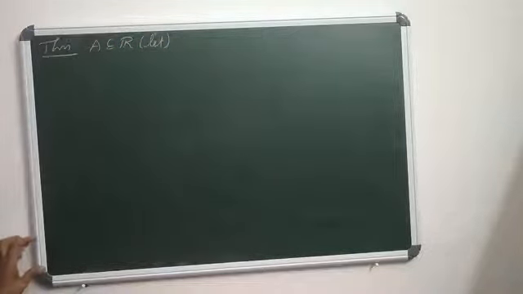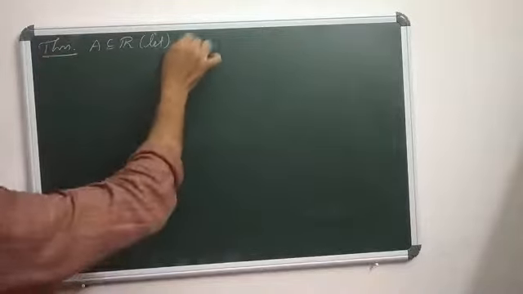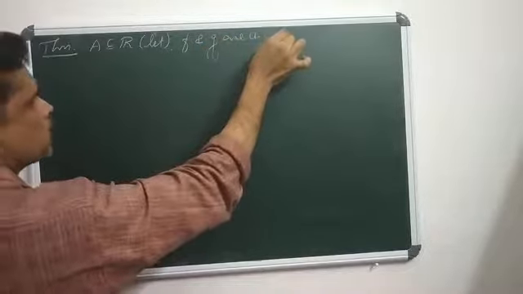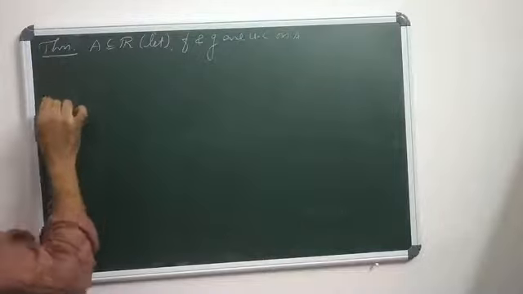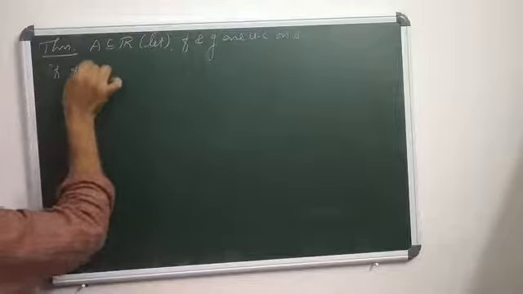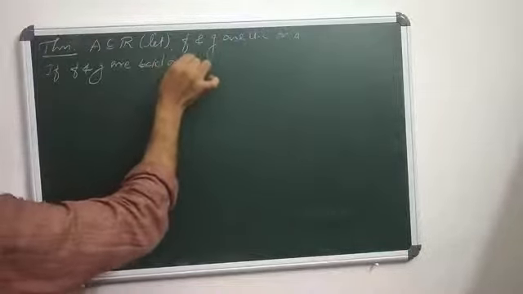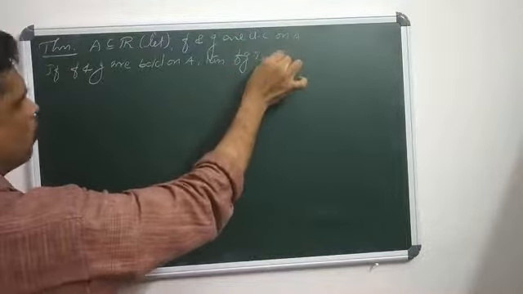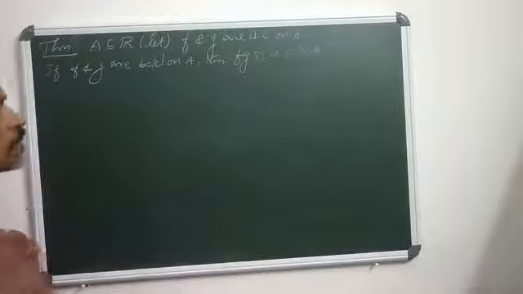Let A be a subset of R. Suppose f and g are uniformly continuous on A. Then, if f and g are bounded on A, the product fg is uniformly continuous on A. So this is the result.